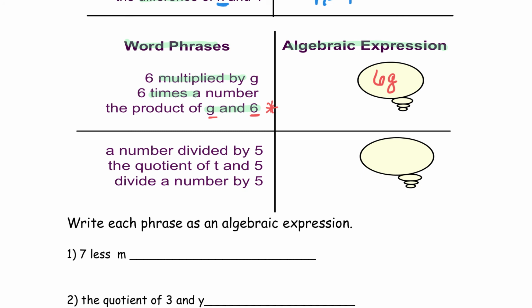Next section, division. Let's look at the division section. A number divided by 5. The quotient. What's a quotient? A quotient is a division problem. The quotient of t and 5. Divide a number by 5. It's saying a number. When it says a number, you're going to put in a variable. And a lot of times people just use, like I said, the variable x all the time, or we can just use n all the time to represent number.